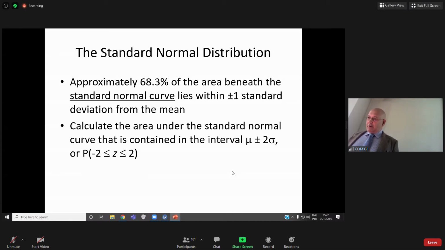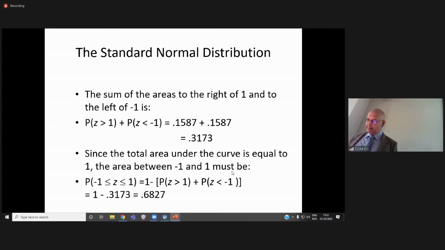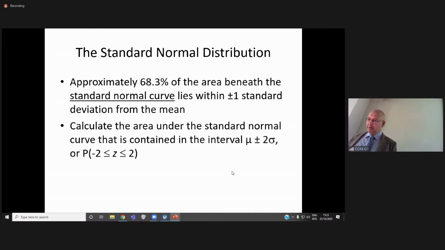Okay, so that means approximately, because if we multiply this 0.6827 by 100, it gives us a percentage. 68.3% of the area beneath the standard normal curve lies plus or minus 1 standard deviation from the mean. Okay, so what about plus or minus 2 around the mean? Okay, 2 standard deviations, or Z of minus 2 to plus 2.